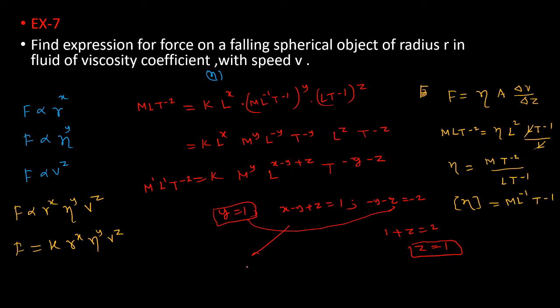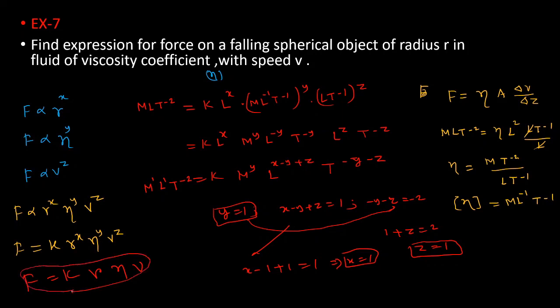Take this equation: x minus y, y is 1, plus z, z is 1, equals 1. So what will be the value of x here? X equals 1. Now we have x equals 1, y equals 1 and z equals 1. So what will be our complete equation? We need to write it down: r to the power x, x is 1, eta to the power y, y is 1, and v to the power z, z is 1. So that is the complete equation. I hope it is clear to all of you.